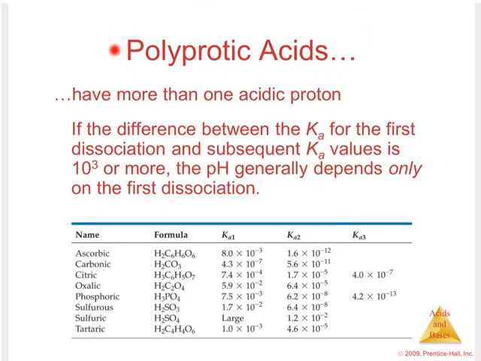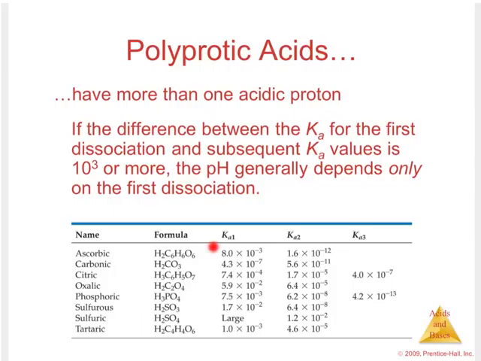Polyprotic acids, poly meaning many, have more than one ionizable hydrogen or proton. So if you take a look at the formulas for all of the acids in the table here, they all have at least two ionizable hydrogens. So for polyprotic acids, that first hydrogen will ionize relatively easily.